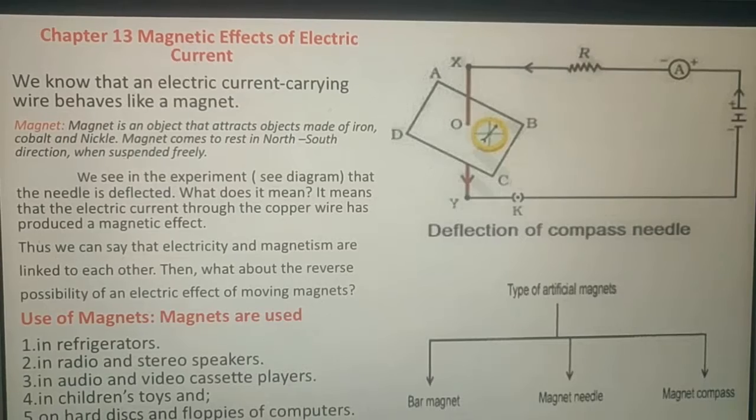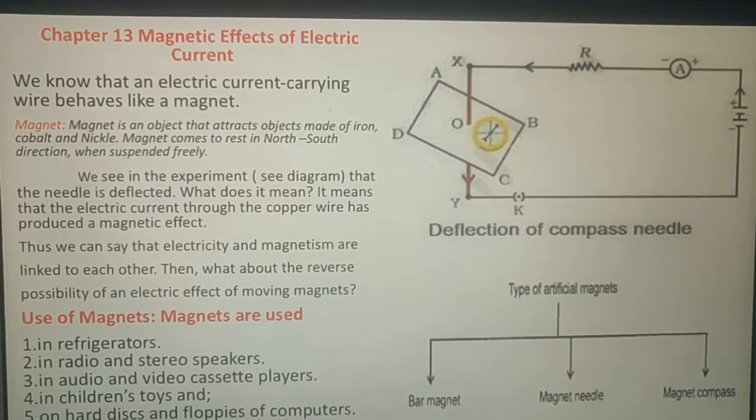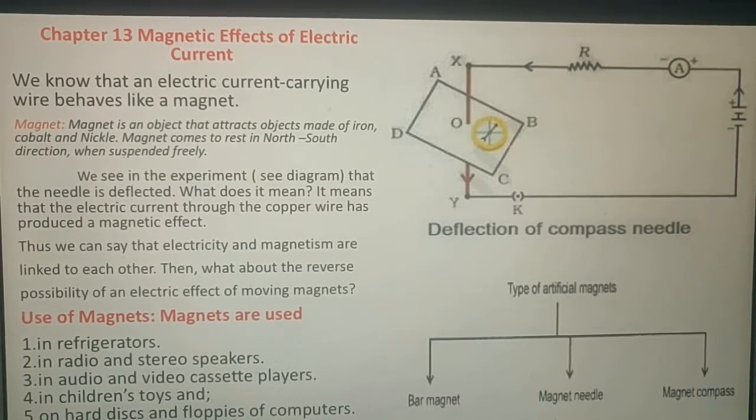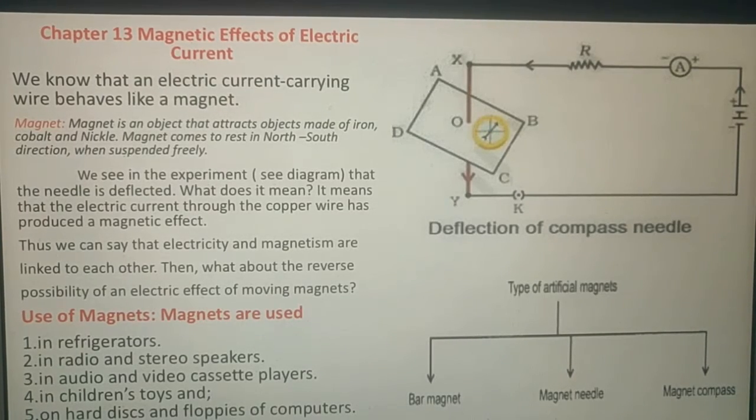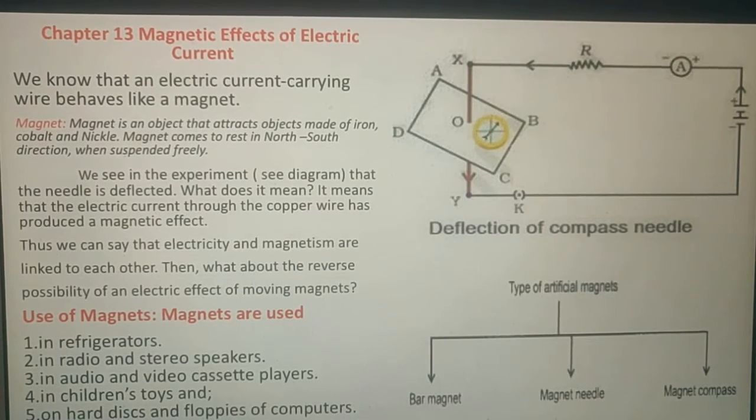Now we shall think, what is a magnet? A magnet is an object that attracts objects made of iron, cobalt and nickel. A magnet comes to rest in the north-south direction when suspended freely.